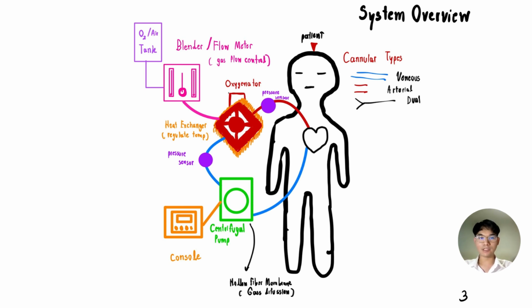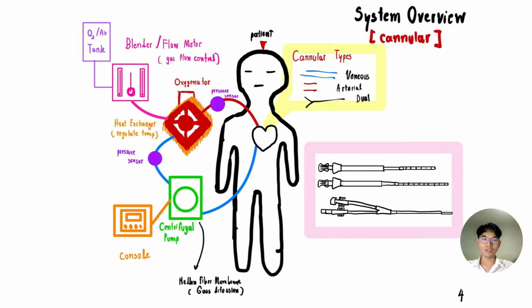Okay, let's move to the system overview. Let's drill down into the components of the extracorporeal membrane oxygenation, or ECMO, system. We begin with the basic diagram to ensure clarity on how ECMO functions, focusing on its key components and their roles. The first one is the cannula, which is pivotal in the operation of the ECMO system.